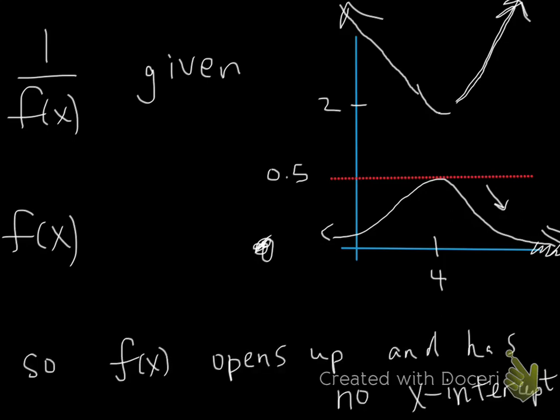So here we can say that f of x opens up and has no x-intercept. And the reason we know that is because the reciprocal that we analyzed was strictly positive. So there was no spot on the original f of x where the curve might have dipped below the x-axis for a point of time.